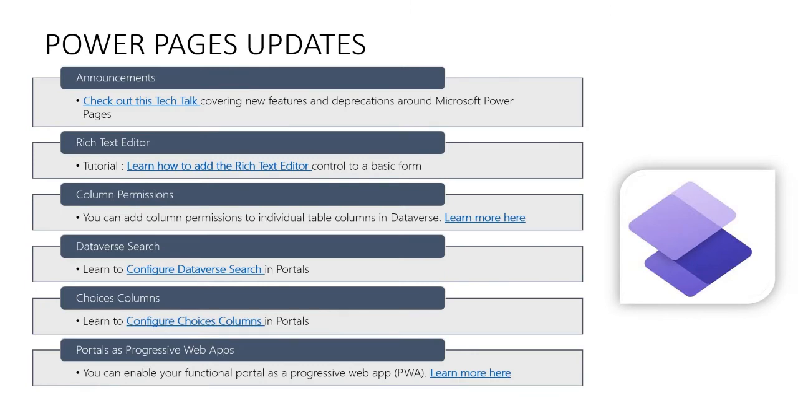As far as Power Pages updates, there's a number of them here. There's a good link for announcements and a tech talk that you can take a look at. Some of the specific areas: rich text editor, column permissions, dataverse search, choices columns, and portals as progressive web apps. So lots of interesting updates there for Power Pages that you can look at in those articles, and then take a look at that tech talk too to go through those things.